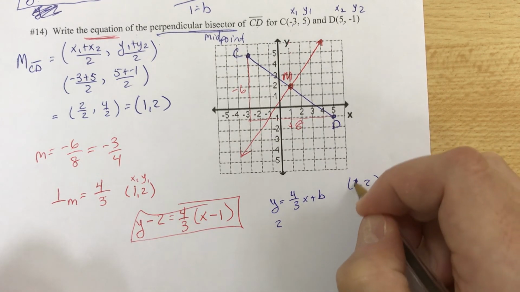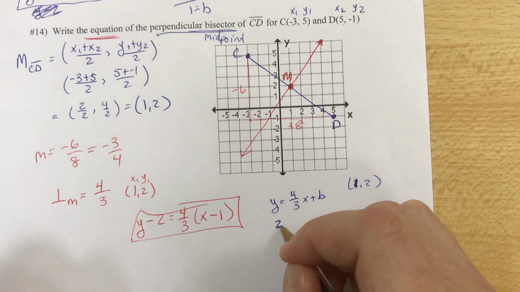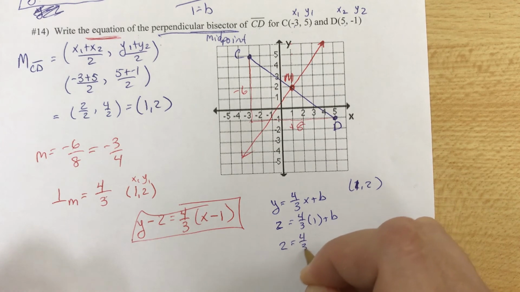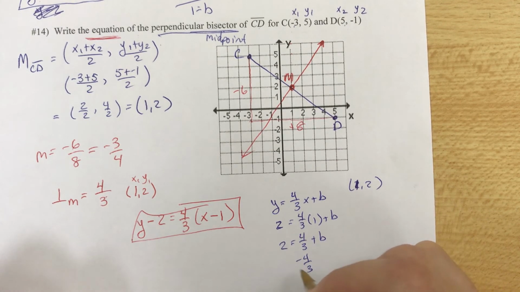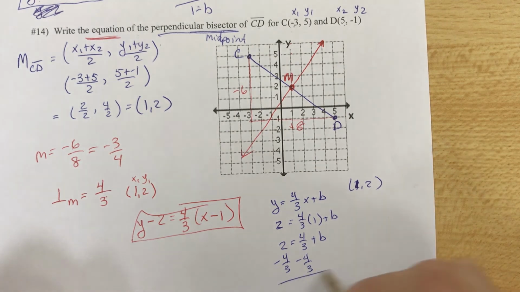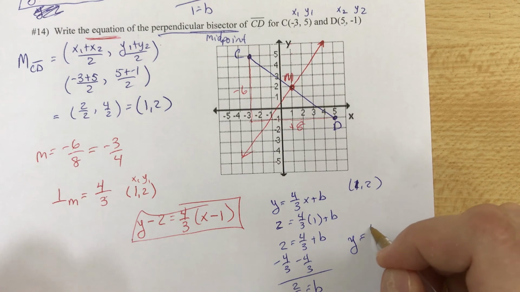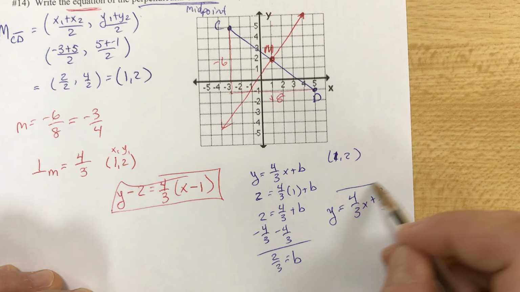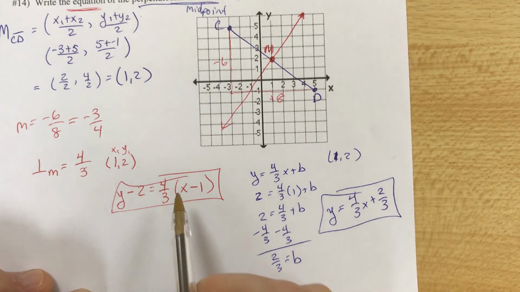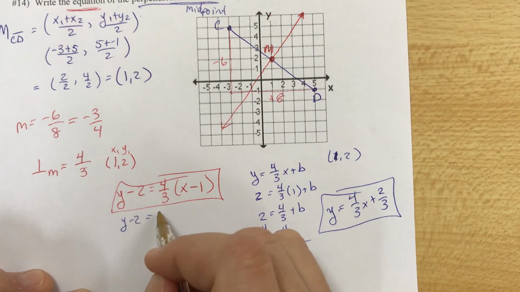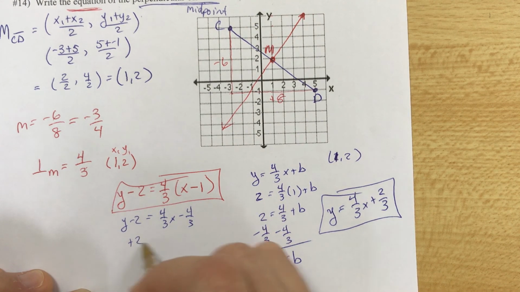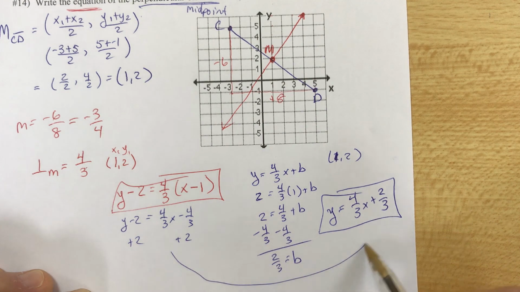So 2 equals 4/3 times 1 plus b. 2 equals 4/3 plus b. Subtract that fraction, and we get 2/3. And so it's y equals 4/3 x plus 2/3. And again, just to show you, if we kept going with this, if we distribute 4/3 x minus 4/3, and if you add 2 to this, you get the exact same thing.